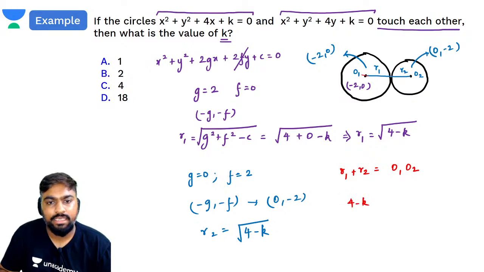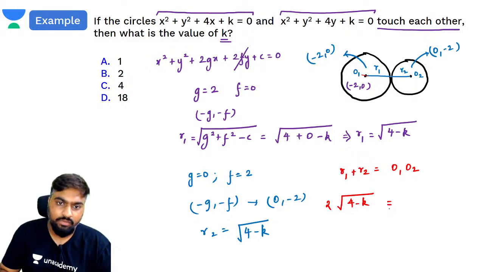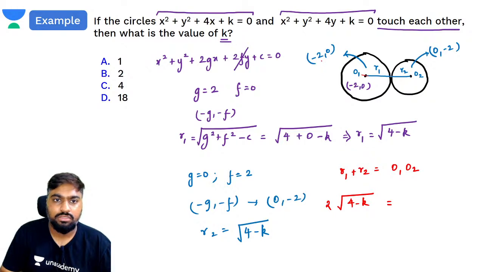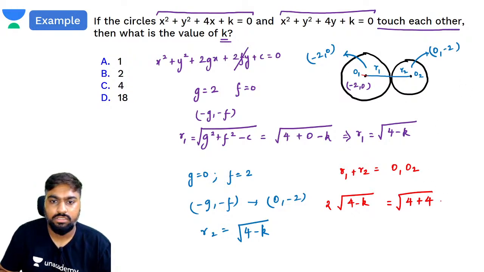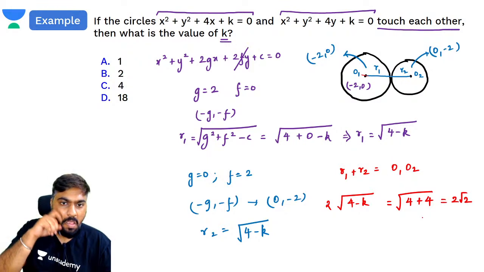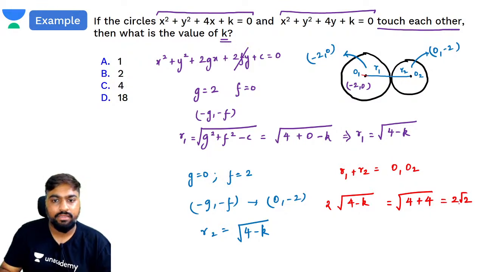So 4 minus k plus 4 minus k, 2 times (4 minus k), will be equal to the square root of 0 minus (minus 2) whole square, which is 4, plus (minus 2) whole square, 4. This is root 8. Root 8 can be written as 2 root 2. Agreed?